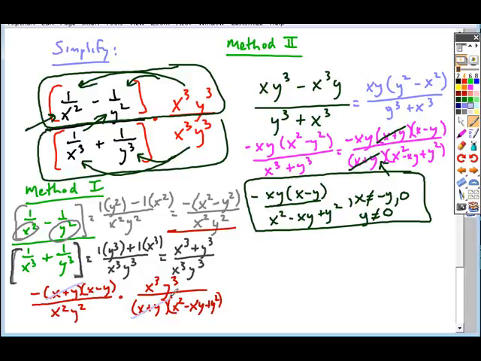So the x plus y's cancel. These x's cancel with 2 of these. These y's cancel with 2 of these. And so what you see is the exact same thing that we got up here, right? Negative xy times x minus y all over x squared minus xy plus y squared. The advantage to this method is you were able to see all the canceled factors, the restricted domain. So here you see x can't equal 0, y can't equal 0, x can't equal negative y.